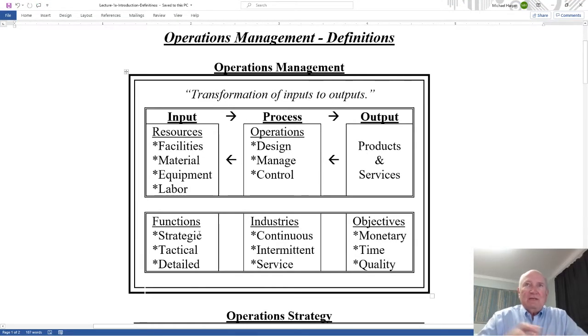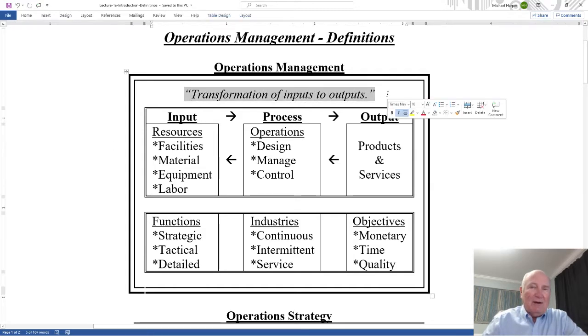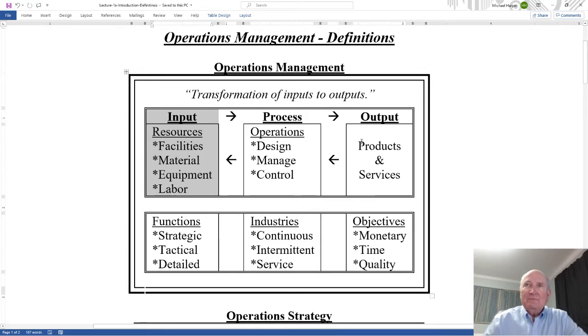Operations management can be described as the transformation of inputs to outputs. The inputs are resources such as facilities, material, that's inventory, equipment, and labor, that's people. The outputs would be the products and/or services, and usually products and services come together. It's hard to have a product without a service and a service without a product. Usually they're together.